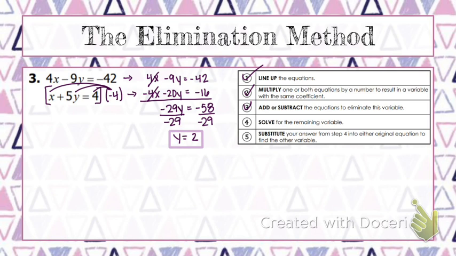So we have one of our variables, and now we need to plug that into either of the original equations to find the other variable. I'm going to choose this bottom one because it looks like smaller numbers. So we have x plus 5 times 2, because that's what y equals, equals 4. So this is x plus 10 equals 4. Subtract 10 from both sides, and we get x equals negative 6. So our final answer in this proper form is negative 6, comma 2.